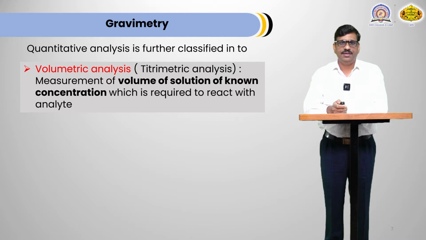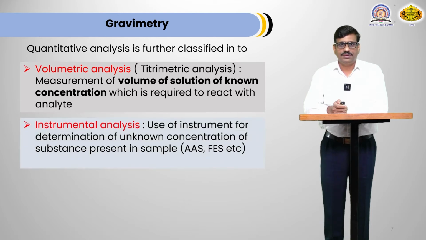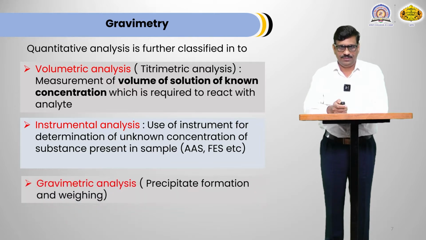In volumetric analysis, the volume of the solution of known concentration which is required to react with the analyte is measured. Another is instrumental analysis. In instrumental analysis, use of an instrument for determination of unknown concentration of a substance present in the sample is called instrumental analysis. AAS, that is atomic absorption spectroscopy, and FES, flame emission spectroscopy, are some important examples of instrumental analysis.